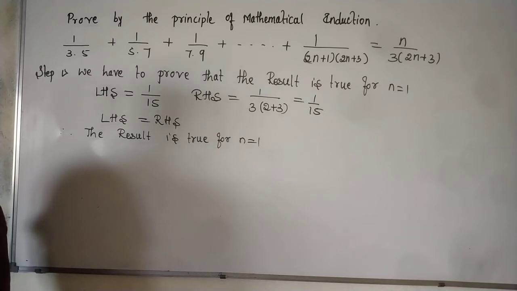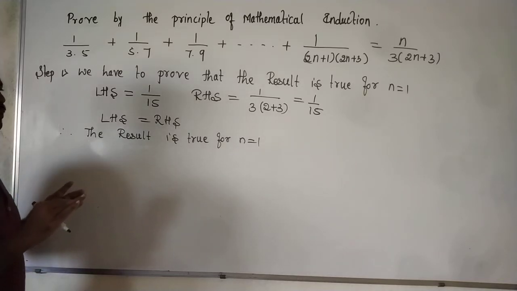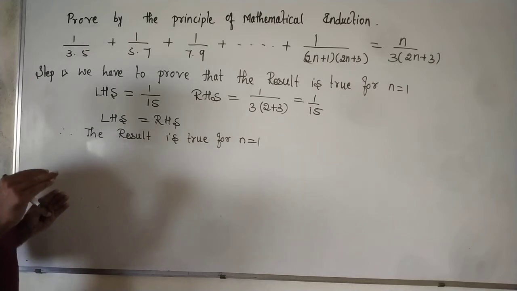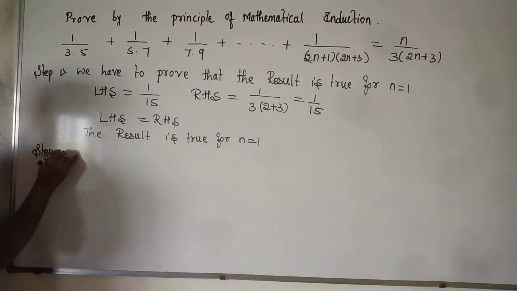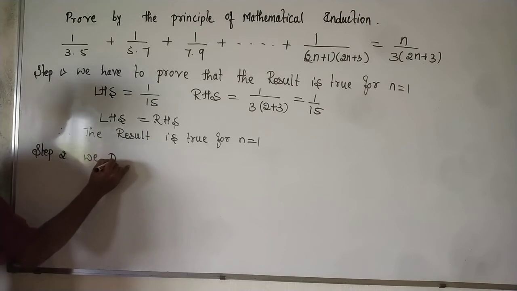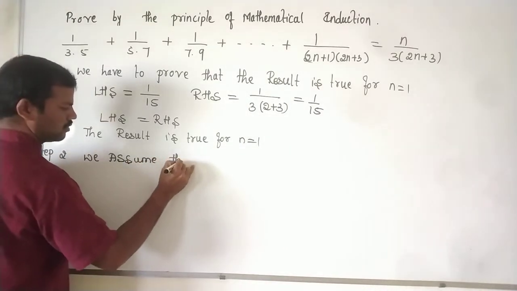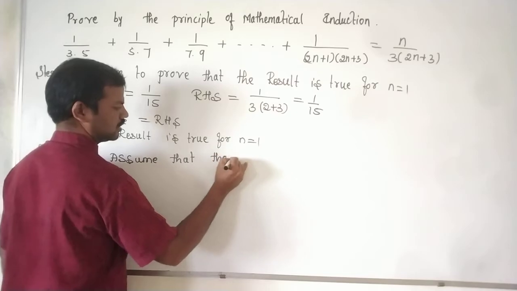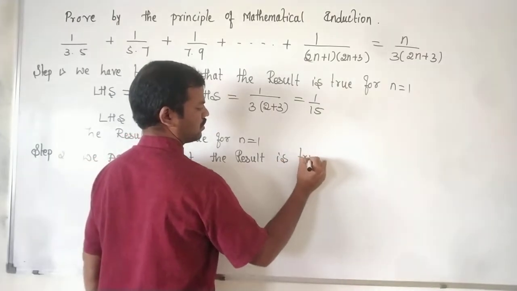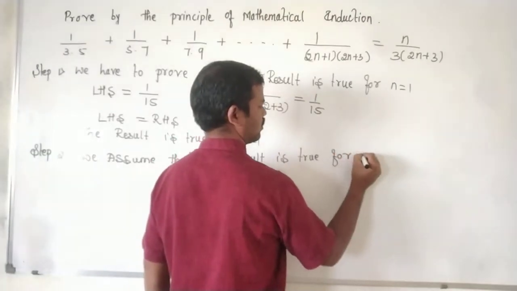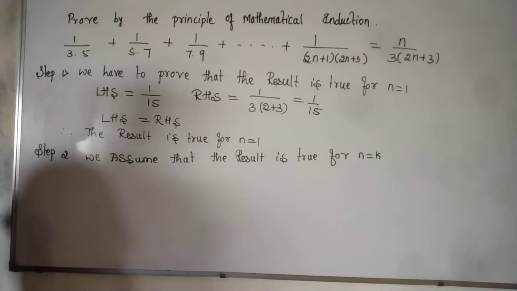Finally, we have to assume in the second step that the result is true for n equal to k. Step 2. We assume that the result is true for n equal to k.